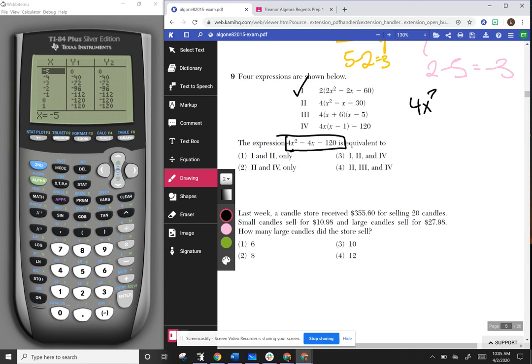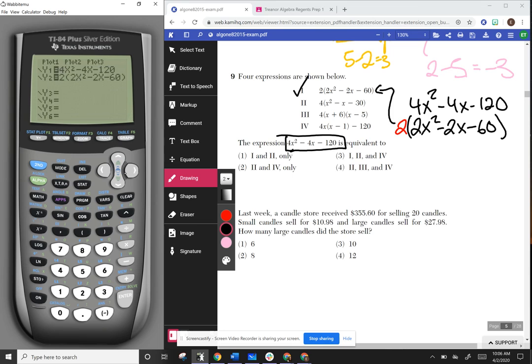So like if we have 4x squared minus 4x minus 120, if we factor out the 2, we know that 2 times 2 will give us 4x squared. 2 times negative 2 will give us negative 4x, and 2 times negative 60 will give us negative 120, which is exactly this option here.